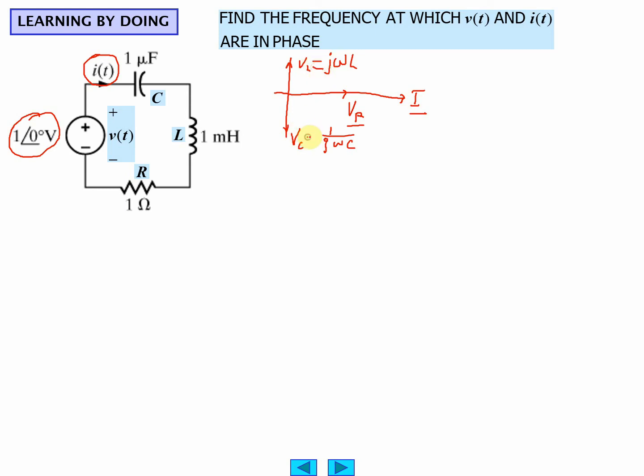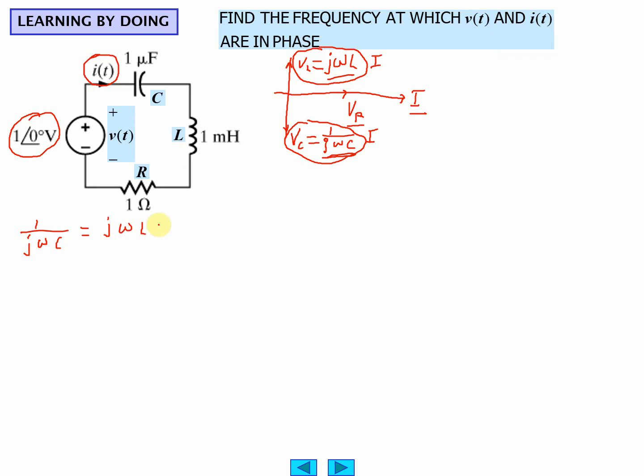Give you a second to think about it. Did you say when this and this are equal? If you did, you would have been right. You set these two equal, times I. I need the times I for all these things. Here's the impedance. Here's the impedance. Okay. Set 1 over J omega C equal to J omega L.